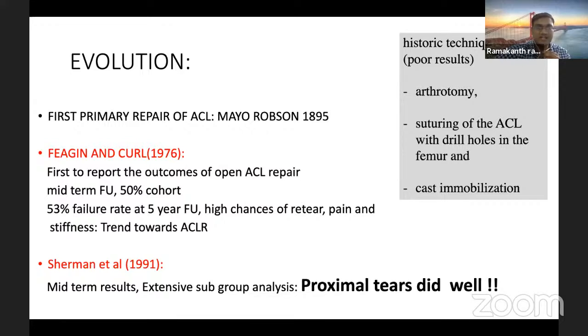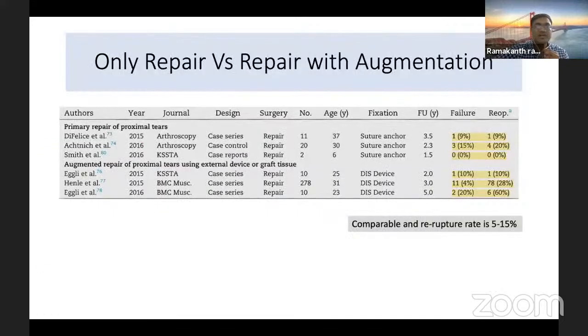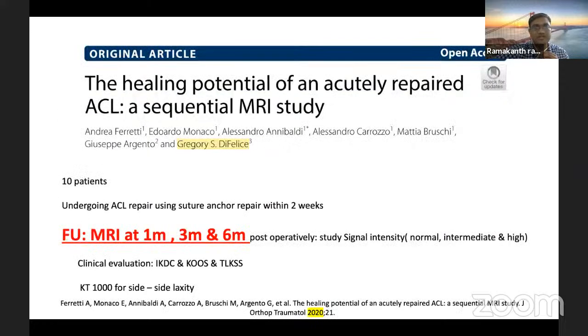As the technique of ACL reconstruction evolved, the repair was given up. And now ACL repairs are coming back with a proper indication. Sherman was the first to identify that proximal tears would heal better with repair. When you consider repair alone versus repair with augmentation, the results were comparable, and the re-rupture rate was also comparable, that is 5 to 15%.